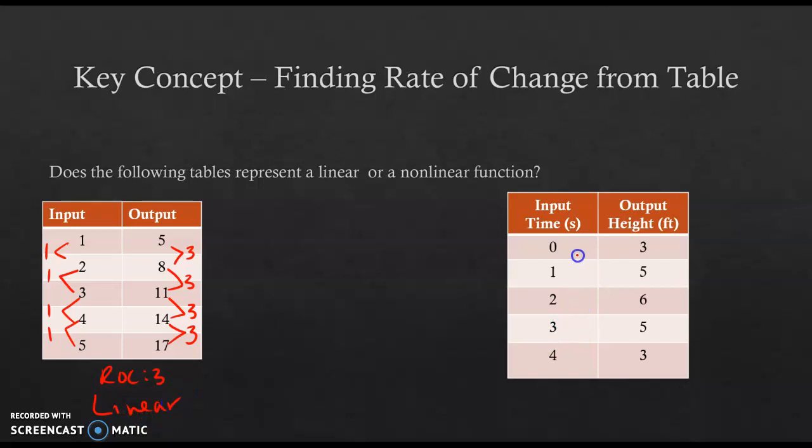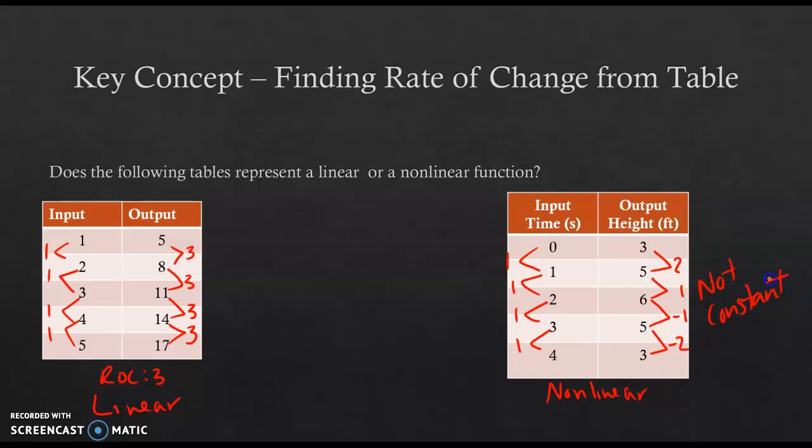Whereas when we look at this other one, we've got 1 minus 0 is 1. So here we are increasing our x values by 1 each time. 5 minus 3 is 2, 6 minus 5 is 1, 5 minus 6 is negative 1, and 3 minus 5 is negative 2. And so this one is nonlinear because this is not constant.